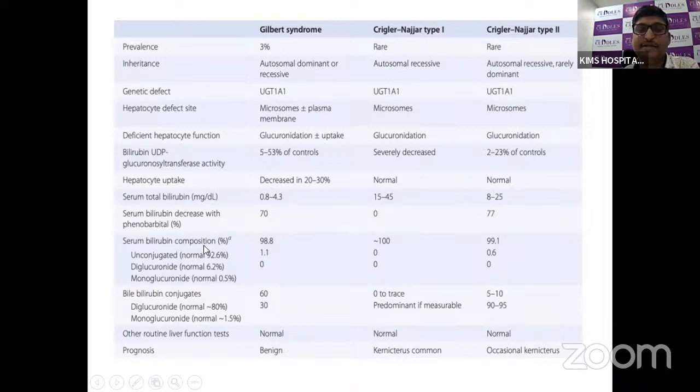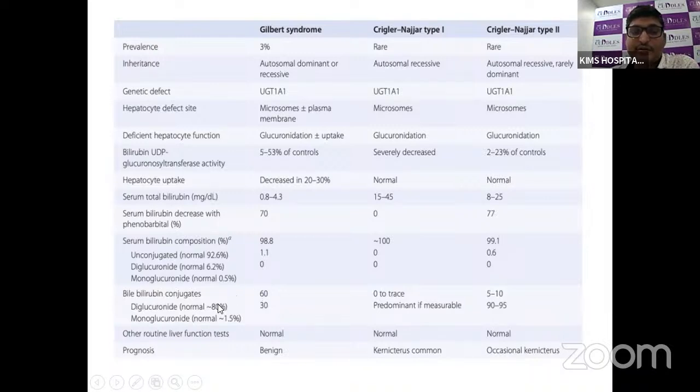When it comes to serum bilirubin composition, unconjugated bilirubin is present at 98% in Gilbert, and 100% in type 1, 99% in type 2. Diglucuronides and monoglucuronides are absent in type 1, whereas mono is present at 0.6 in type 2 and di is absent. Here monoglucuronides are predominant up to 1.1%.